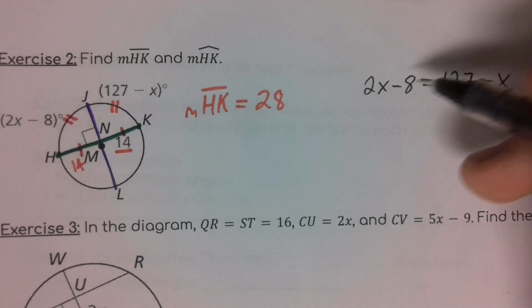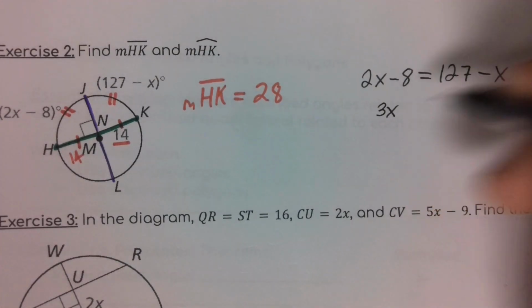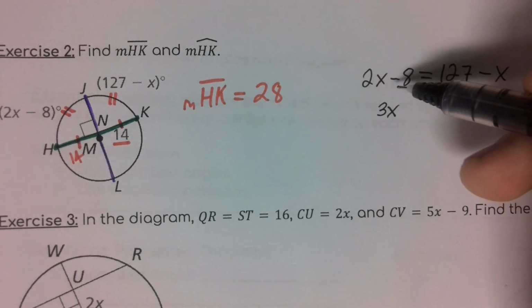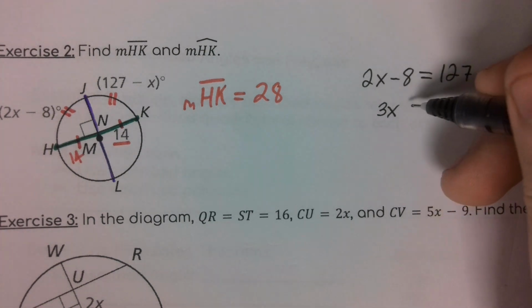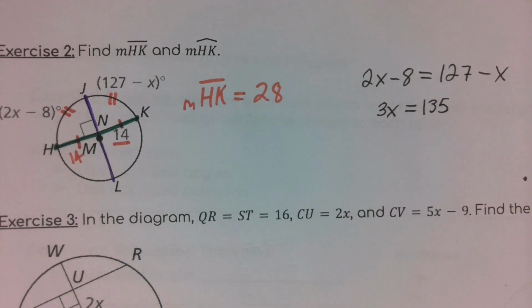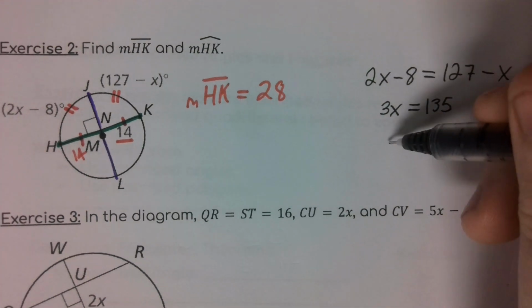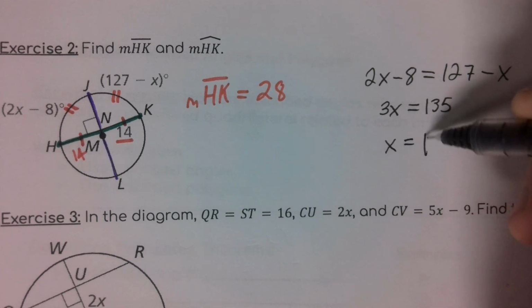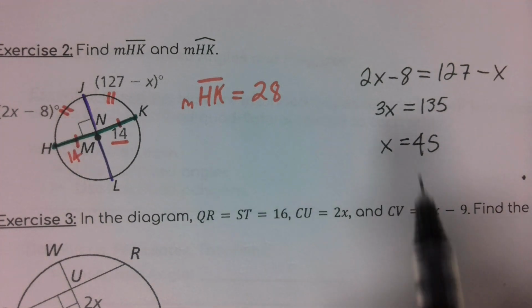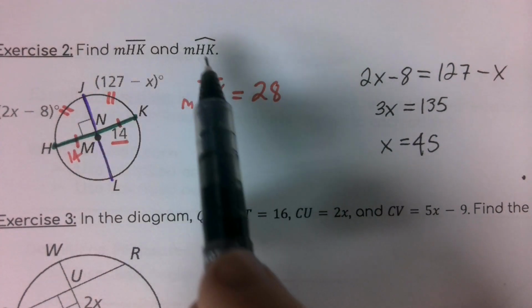I'm going to move the x over to the left side by adding it. Adding that x changes this to a 3x. And I'm going to move the negative 8 to the right side by adding 8. We get 3x equals 135. From here, we just have to divide both sides by 3, and we get what x is. X is 45. But we're not looking for what x is, we're looking for the measure of arc HK.